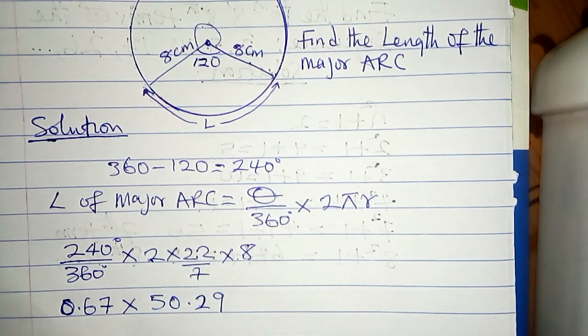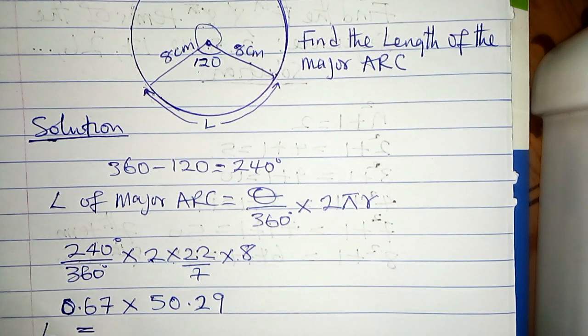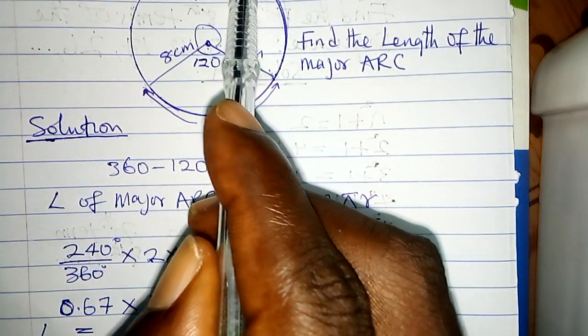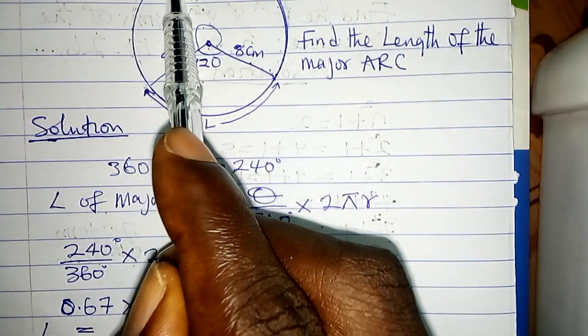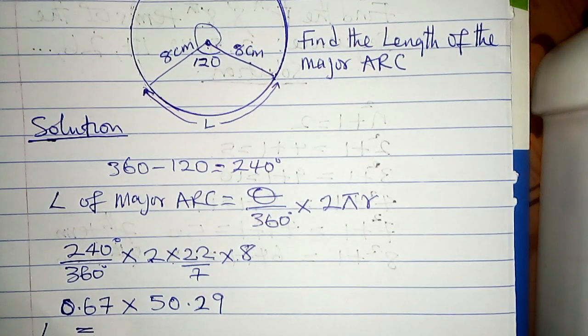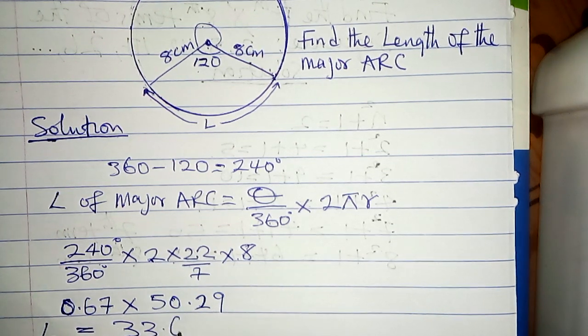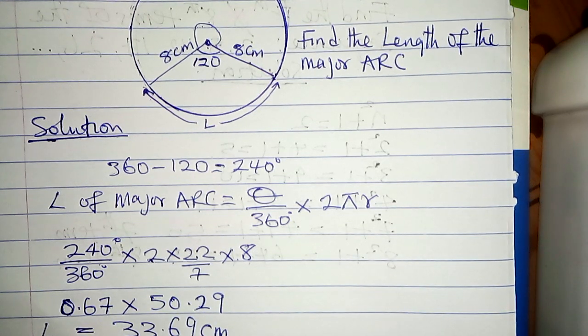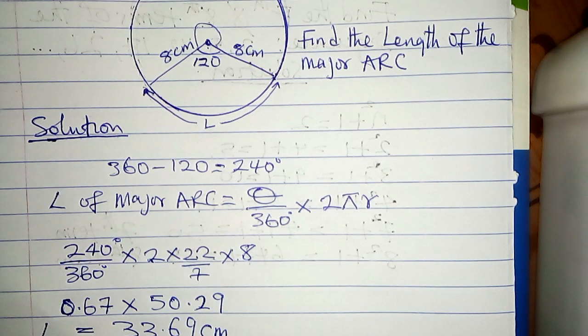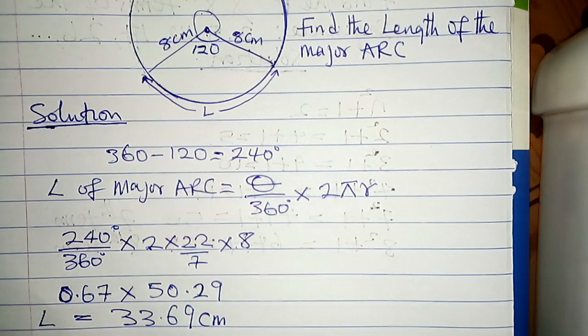50.29. So therefore, using our calculator, the length of our major arc, the length of this arc, will be 0.67 multiplied by 50.29, and that will give us 33.69 centimeters. We are using centimeters because the radius is in centimeters, so we have to follow the units. So this is our final answer.